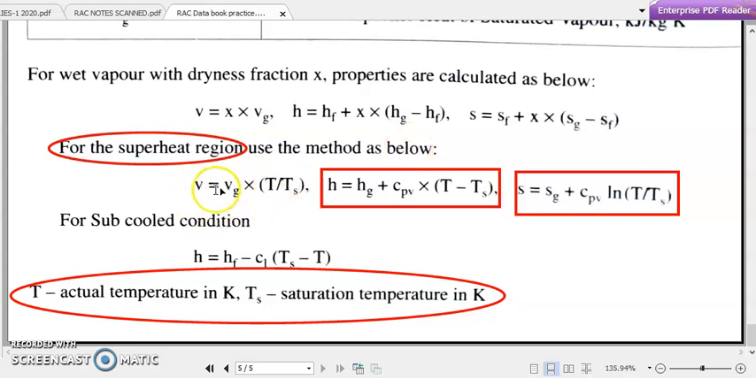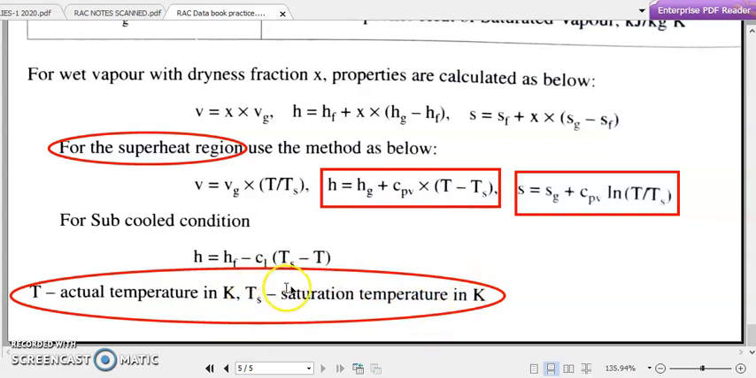Okay, here they are mentioning the specific volume. For the time being we are not using that, but look here: h will be equal to hg plus Cpv, the Cp value of vapor. P stands for constant pressure, v stands for vapor condition, the specific heat at constant pressure for saturated vapor, times T minus Ts. But what are T and Ts? T will be the actual temperature in Kelvin, and Ts will be the saturation temperature in Kelvin.